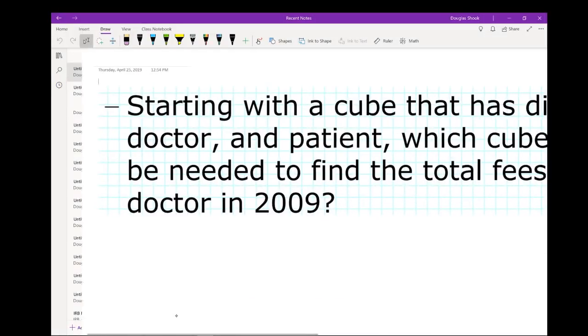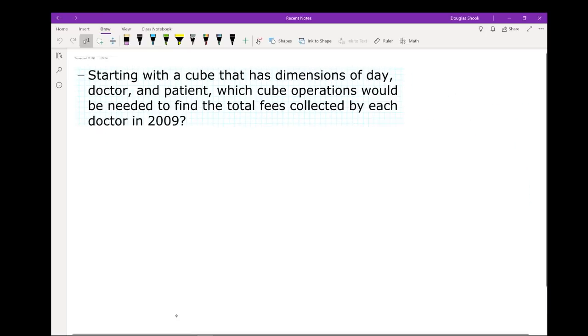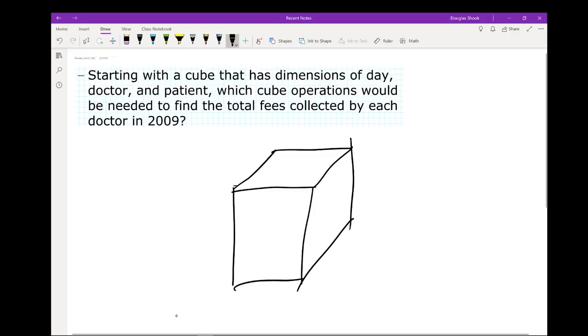So I get to test my cube drawing skills today. Not bad, I guess. Looks a little weird, but that's okay.